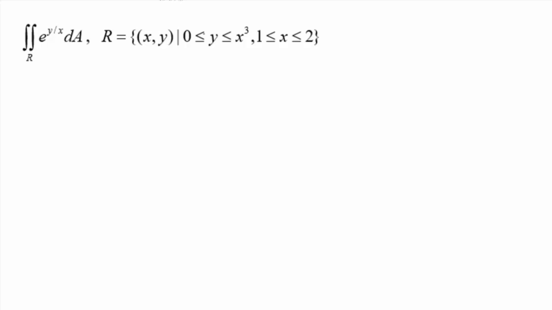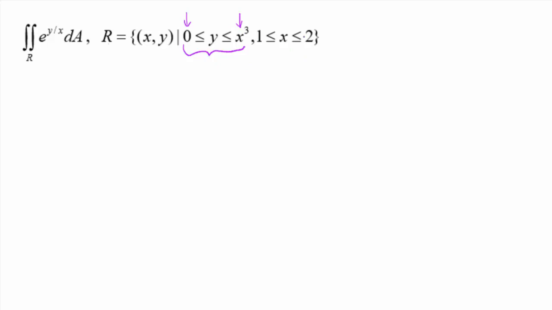You do have to realize that you have to go with the order. You have no choice here, dy dx, because you can't have it the other way. So the 0 is a limit of integration, and the x cubed is a limit of integration. Y lies between those in our region R, right? That's what this notation is saying. R is the set of all points x, y such that y is between 0 and x cubed, and x is between 1 and 2.